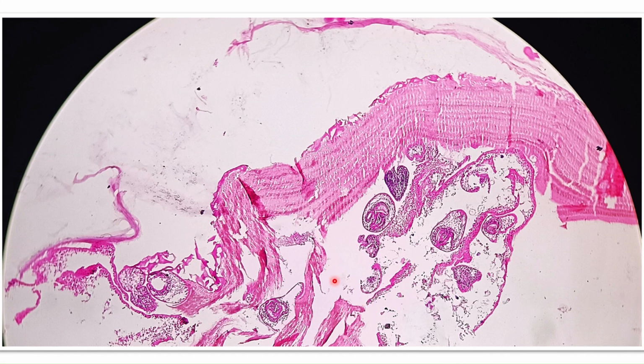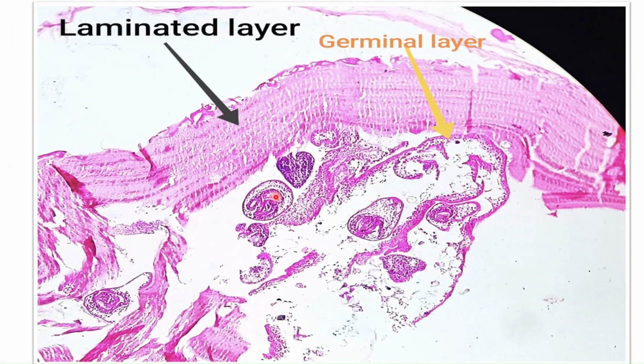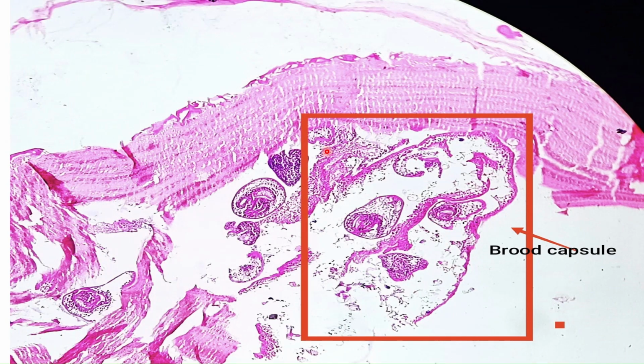Let's see another slide section. The outer one is the pericyst layer. This is the laminated layer, which is proteinaceous in nature, and the inner one is the germinal layer, which forms a capsule called the brood capsule. So this is the cyst, laminated layer, germinal layer. This is the brood capsule containing multiple protoscolices.